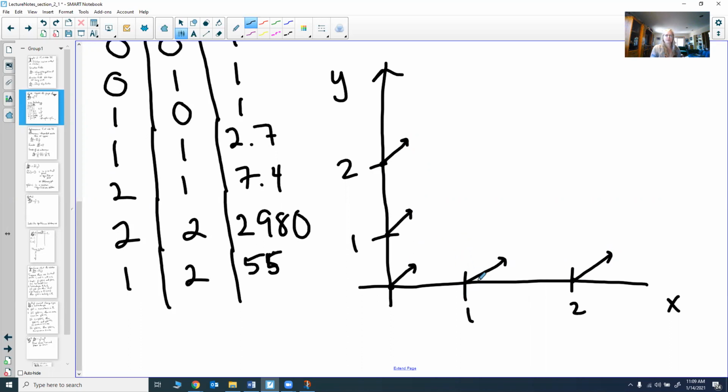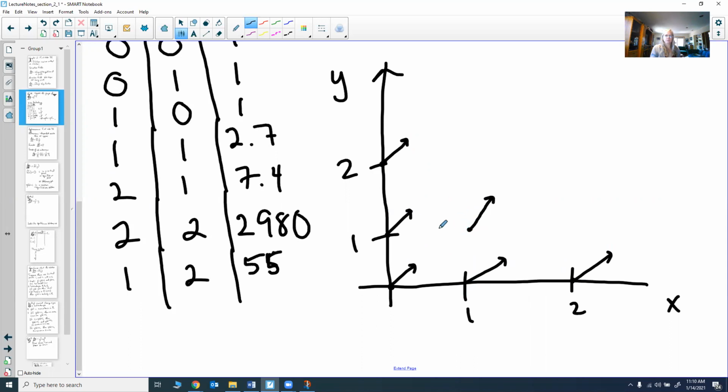Now let's get the other points on there. When x is 1 and y is 1, in other words, we're at this point here, we have 2.7. So it's going to be a bit steeper, maybe something like that. Again, they don't have to be very long lines. It's just trying to give you an idea of the general shape.